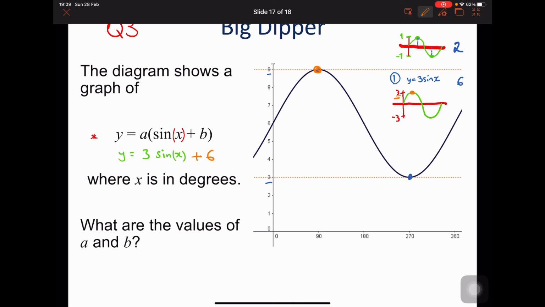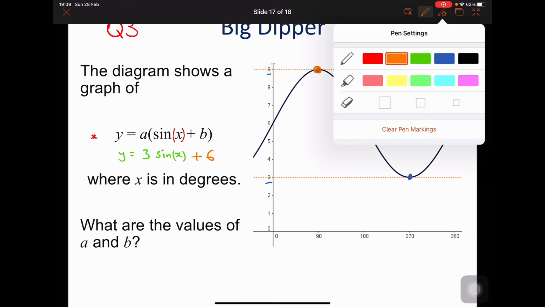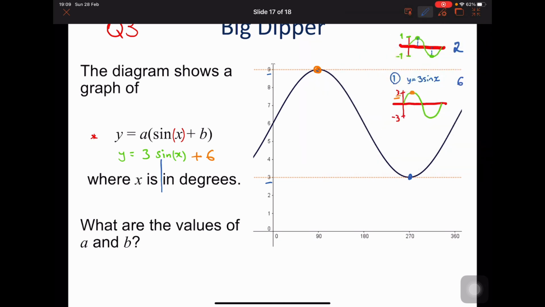Now we need to work out a and b. So I just need to change the form in which I'm presenting this answer. 3 open bracket sine x plus 2. These two are the same thing. So what are the values of a and b? Well, a equals 3 and b equals 2.